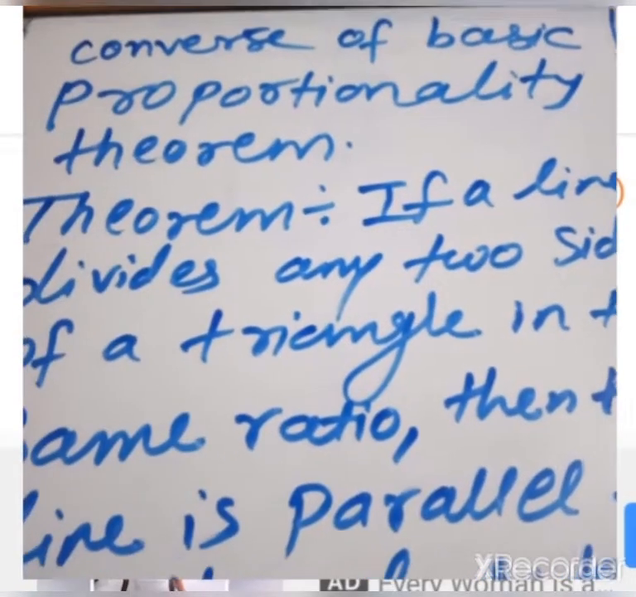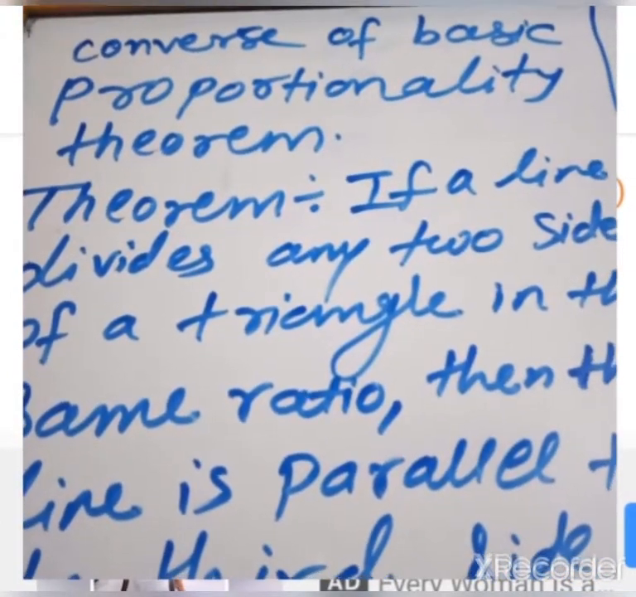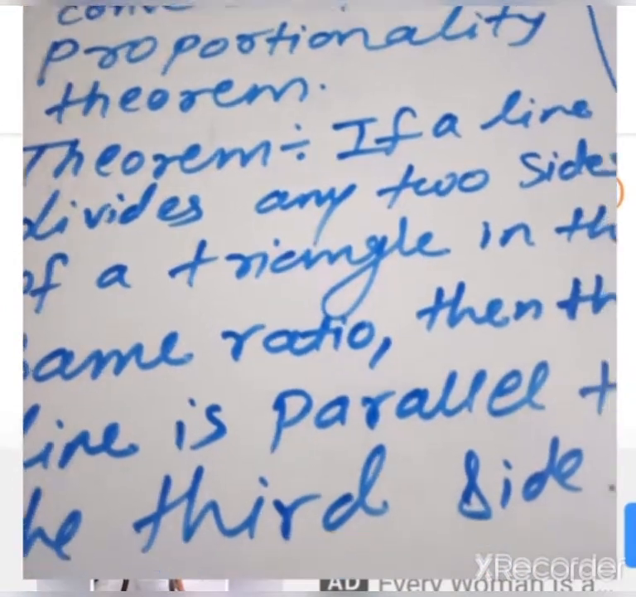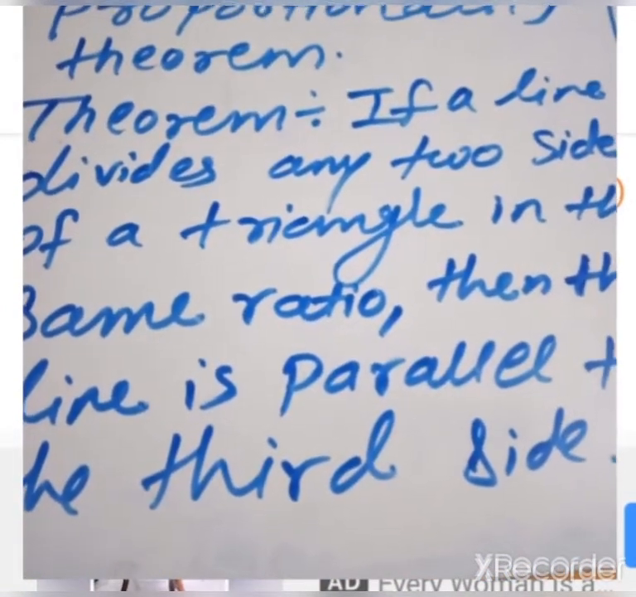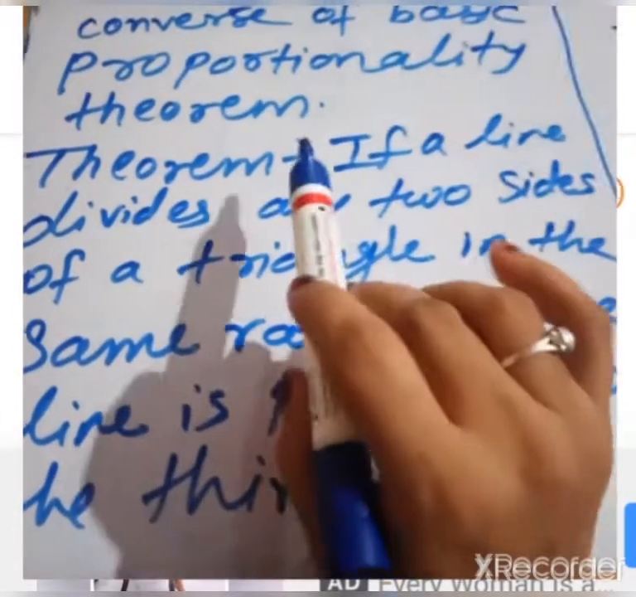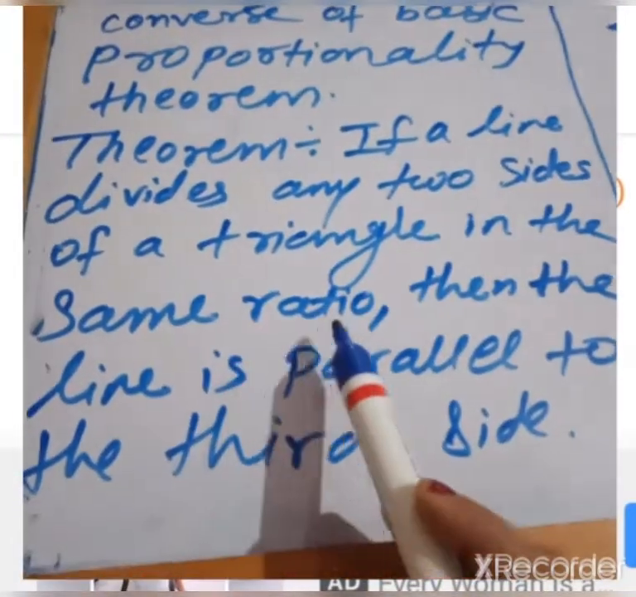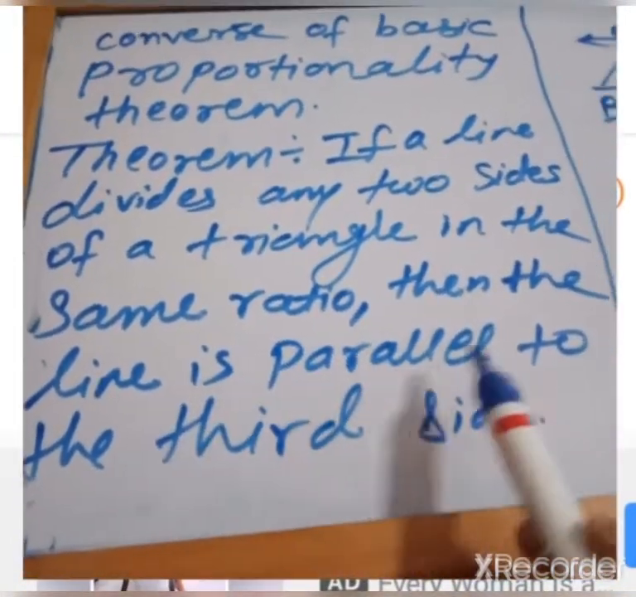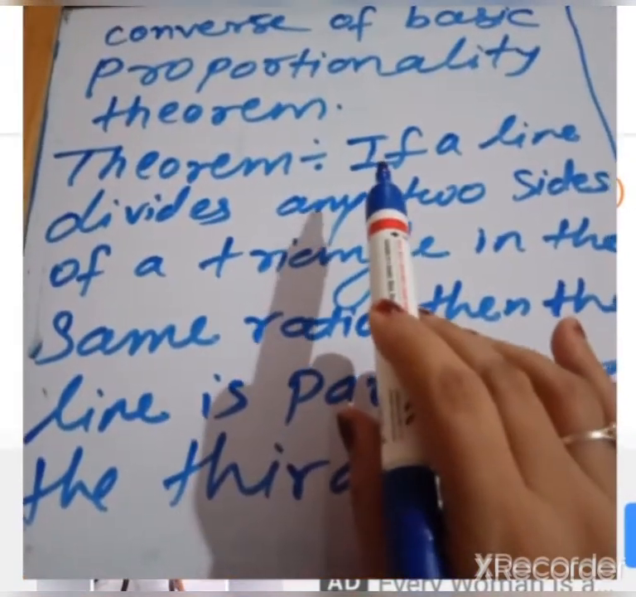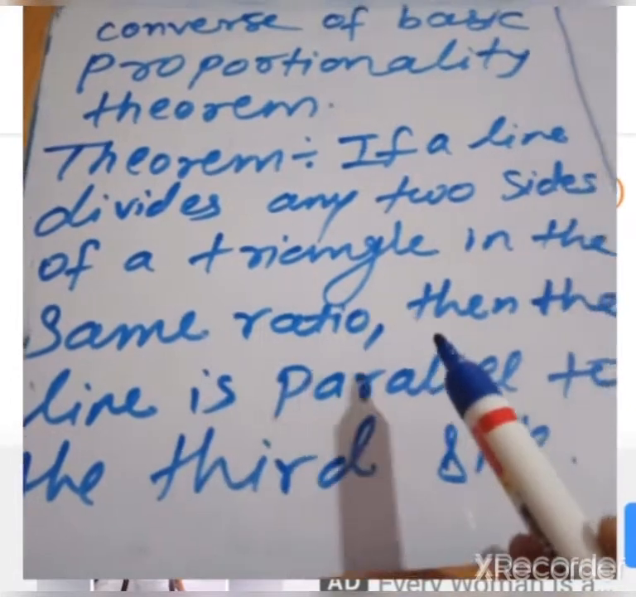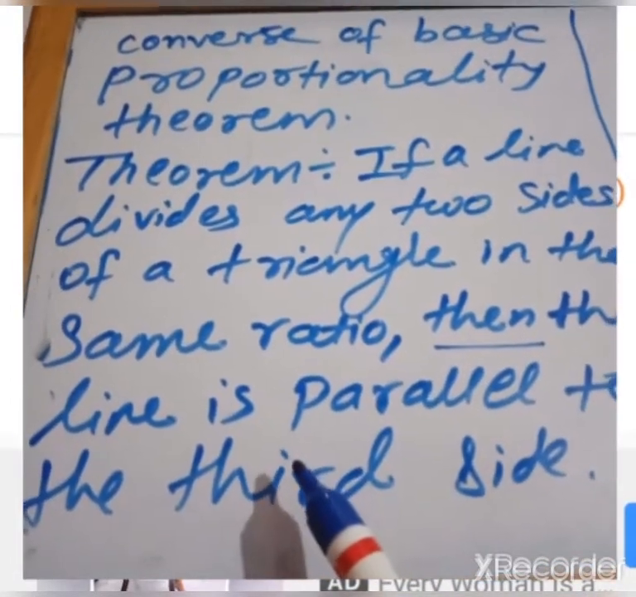Next one is the converse of the basic proportionality theorem. We have to learn now what the converse of a theorem is. The sentence changes after if and then. The theorem is: if a line divides any two sides of a triangle in the same ratio, then the line is parallel to the third side. See, the part after the word if is the given, and the part after the word then is called the to prove.